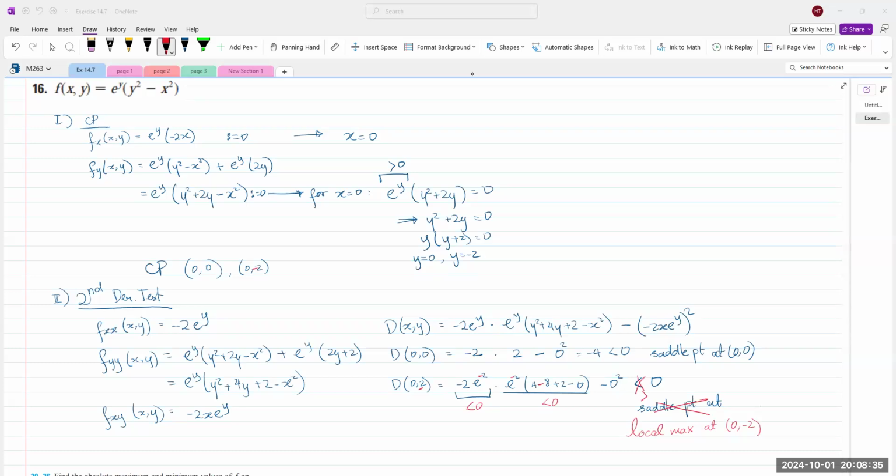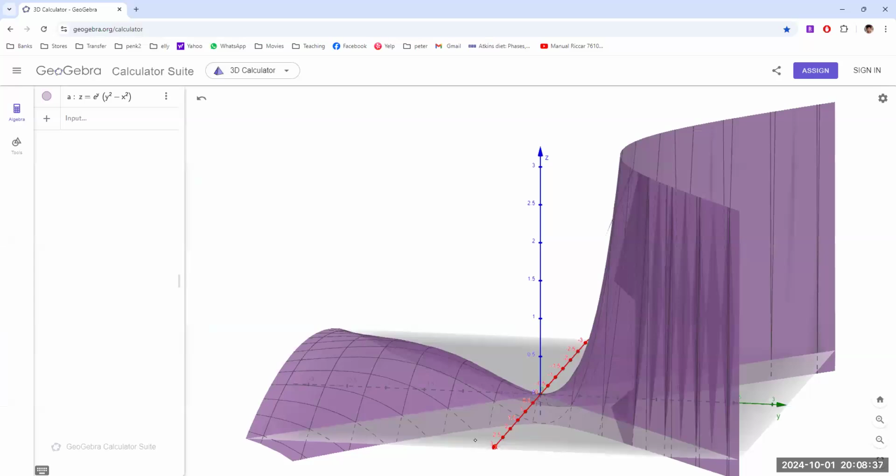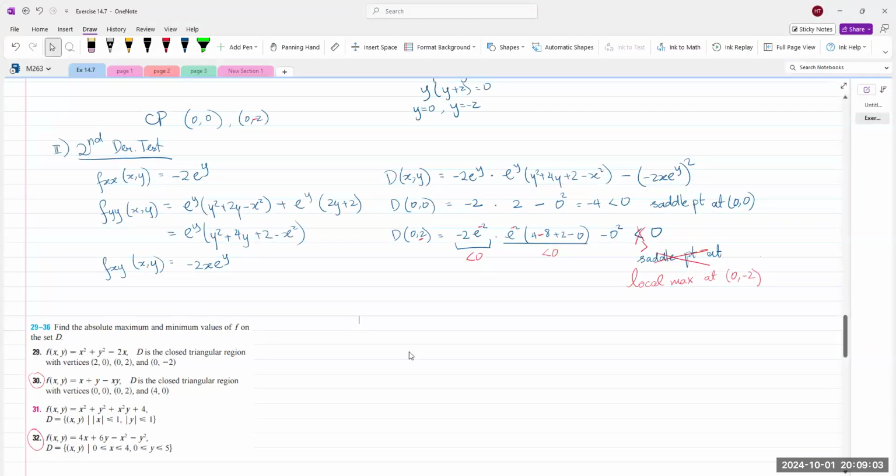0, -2 instead. 0, -2 is this one. It's this one here. I wonder if you can see my pointer is here. There's a local maximum there. Okay, I think this happens to be a nice picture. Let's grab it. Yeah, that happens to be a nice point of view.